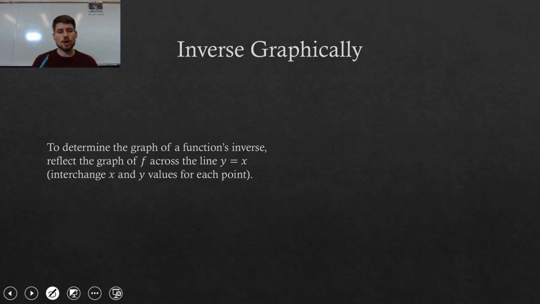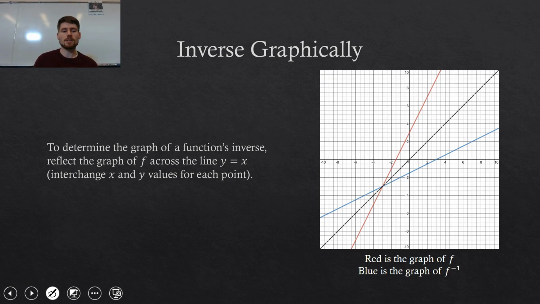So if you want to determine the graph of a function's inverse, and you have the original function's graph already, then all you have to do is take that graph of f and reflect it across the line y equals x. What that means is that you're taking all your xy pairs for the graph and swapping them, so the x's become the y's and the y's become the x's, and that gives you the inverse function. So here's an example of a linear function f, which is actually the function 2x plus 3.